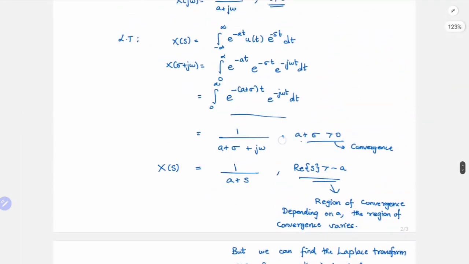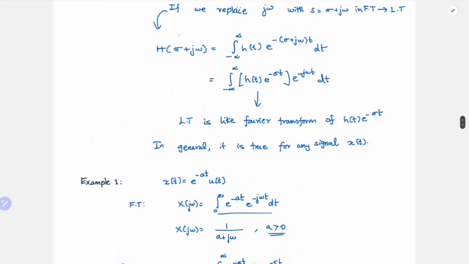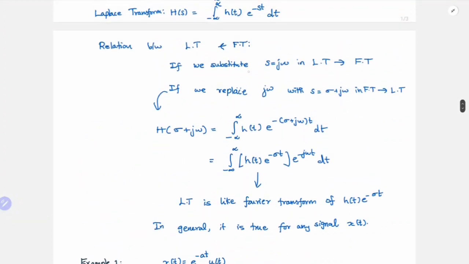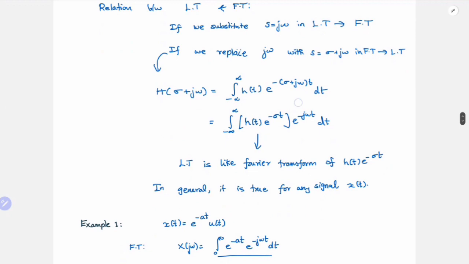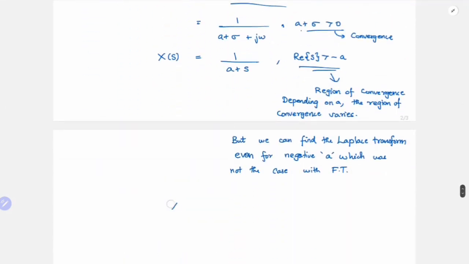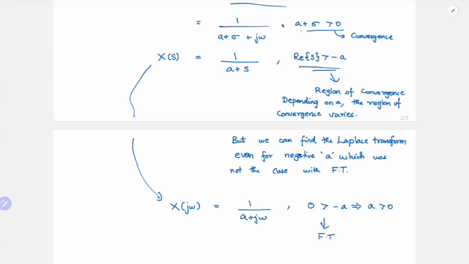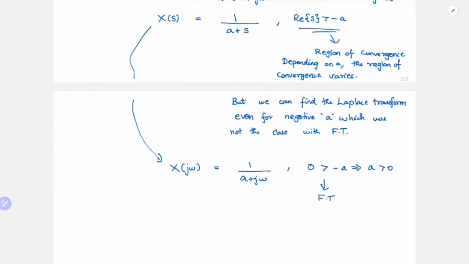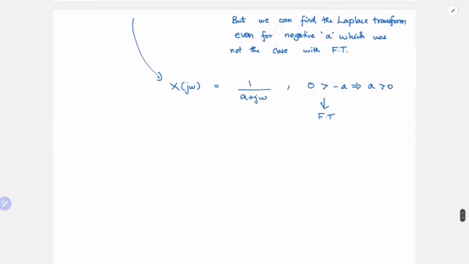Okay, and again to demonstrate the fact that we can get the Fourier transform from the Laplace transform by substituting s equal to j omega, if we have this X of j omega from here, then we get 1 by a plus j omega, and the real part of this is 0, 0 greater than minus a, which implies that a greater than 0. So we got the Fourier transform, right? Okay, now let us see another example in Laplace transform.